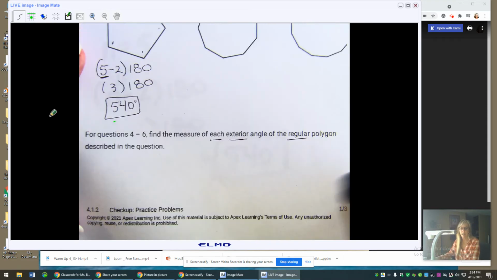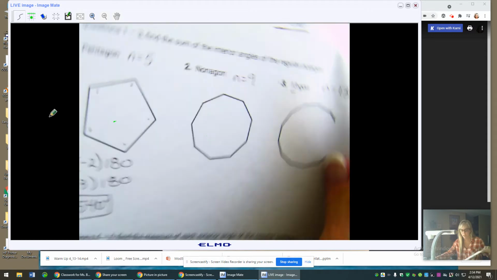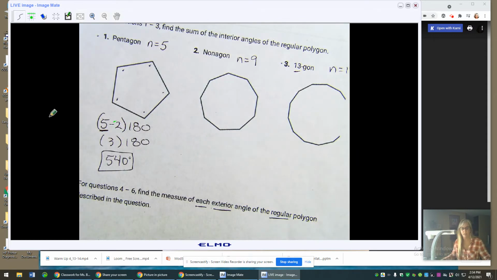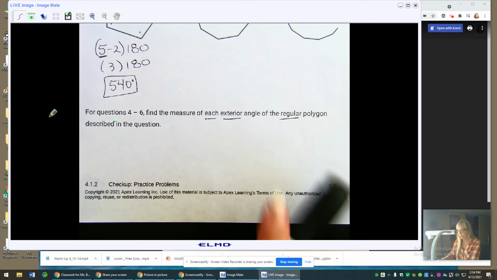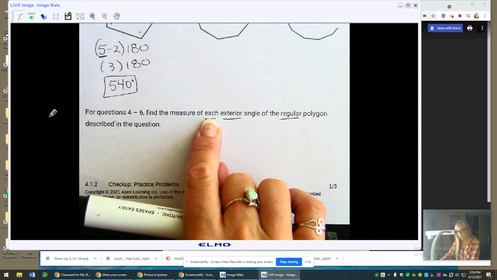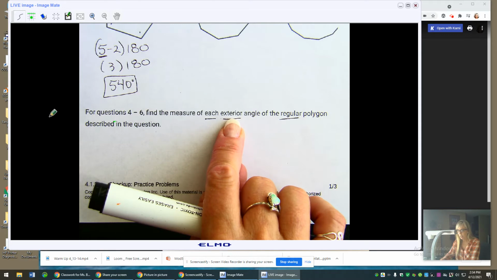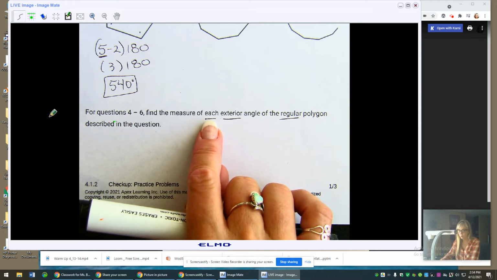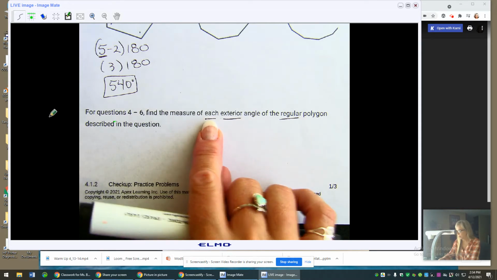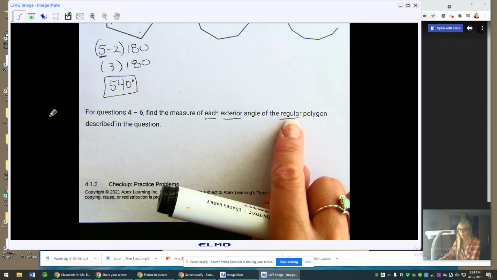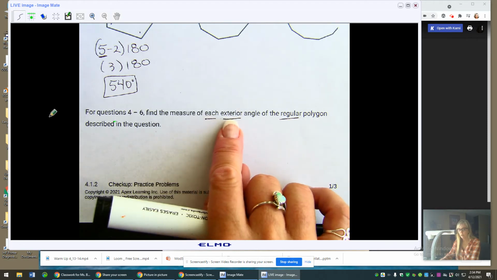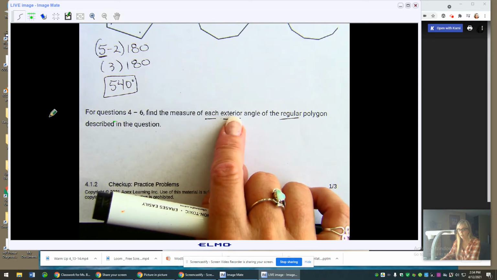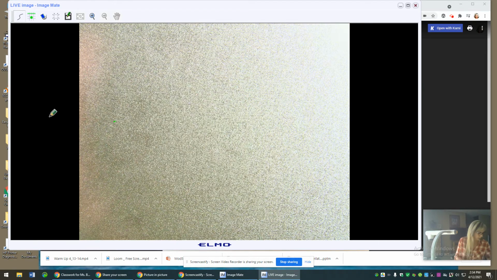The next section asks you, for 4 through 6, find the measure of each exterior angle. Well, that means I'm really going to find one of them, but they're all the same because they are regular. And I can do this method that we saw in our notes if it's regular. Now we're talking about exterior angles. So, time out. Let's get the next page.